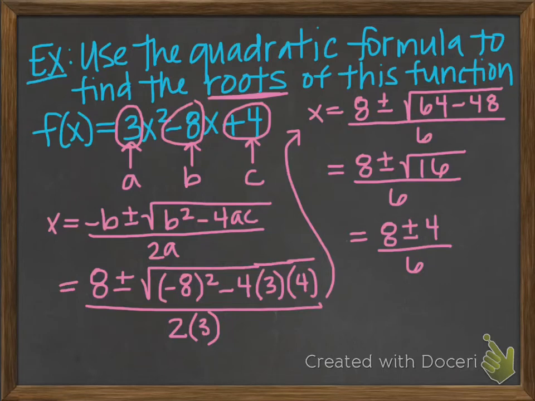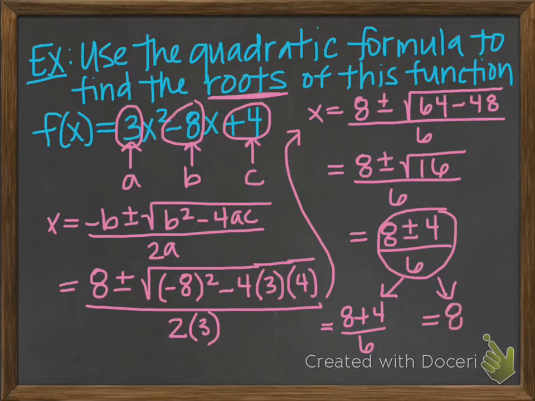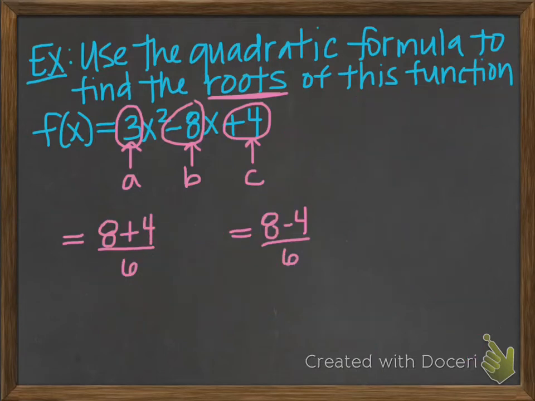That's the very last thing you do. Basically what that means is I'm going to evaluate this whole thing 2 times. I'm going to evaluate once using a plus and once again using a minus, and that's going to give me 2 different answers. So I'm going to have 8 plus 4 divided by 6, and we're going to also have 8 minus 4 divided by 6. Okay, I'm going to go ahead and erase some of this. Okay, let's go ahead and keep simplifying.